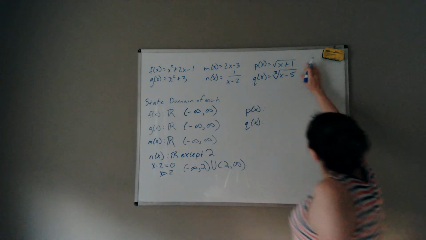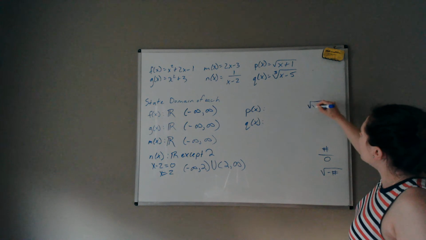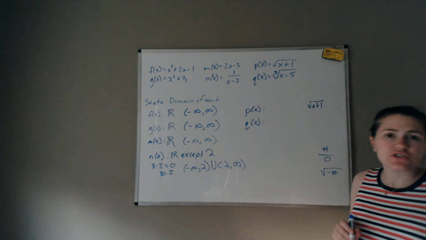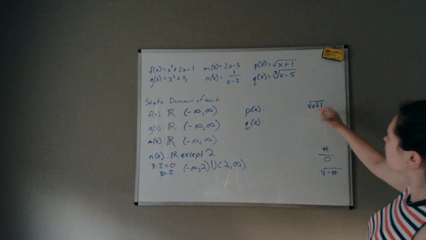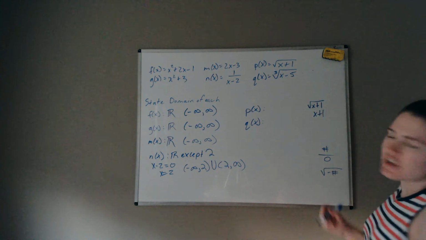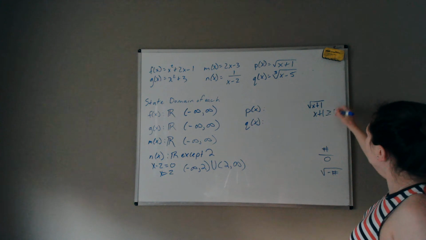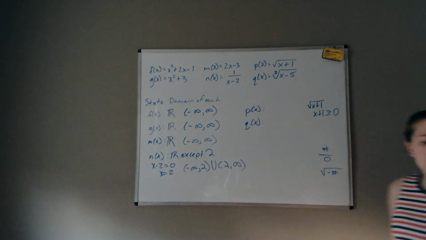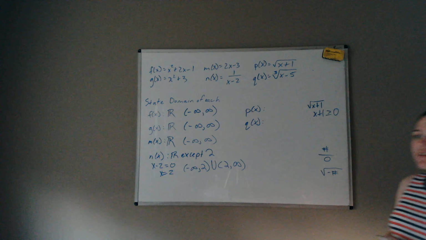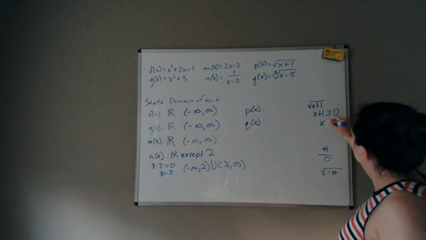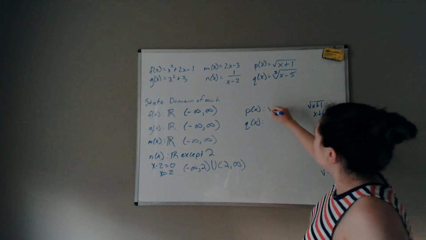P of x is a square root, okay? We cannot have a negative under the square root, so we have to make sure that the expression, if it's saying it can't be negative, means it can only be non-negative. So that interval will be x plus 1 is greater than or equal to 0. So that's going to be when x is greater than or equal to 1.